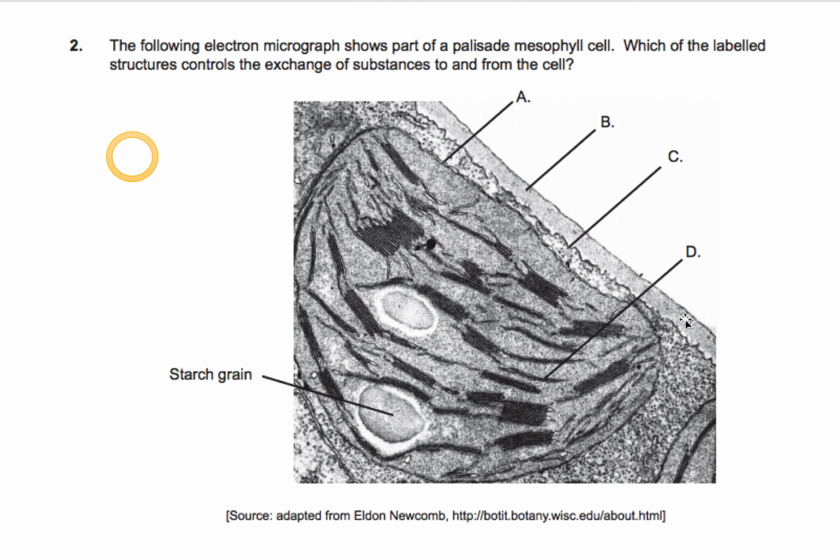Okay, here's the next one. The following electron micrograph shows part of a palisade mesophyll cell. Which of the labeled structures controls the exchange of substances to and from the cell? Okay, so here we have an electron micrograph, which is what is used to be able to see organelles. So what we're looking at here is one organelle in a cell. So this is not a cell itself.